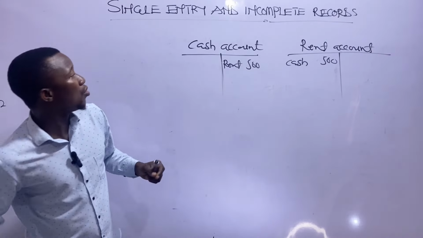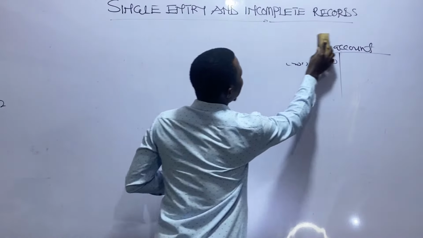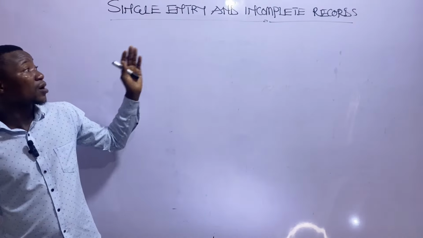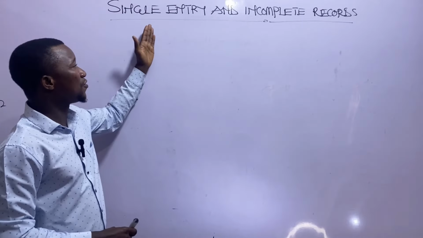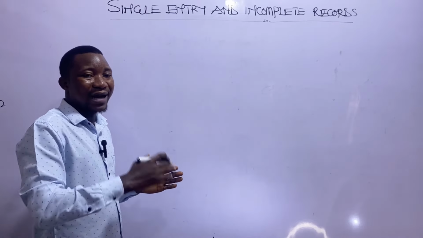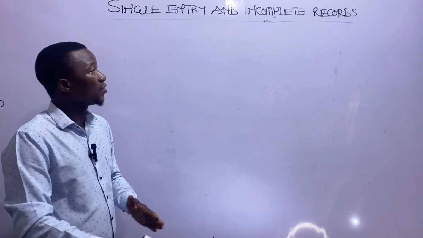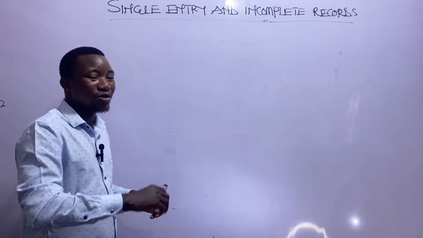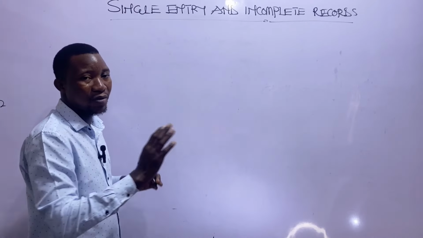Good. So the key difference between the single entry and incomplete records is that with a single entry, the business transactions are kept without applying the double entry principles. The business transactions are recorded not in accordance with the double entry. I hope that is clear.